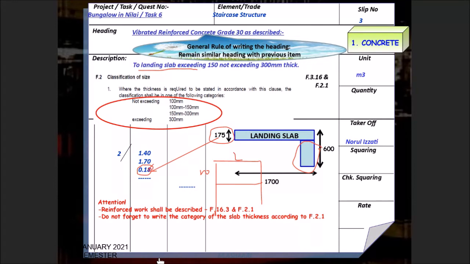The difference is because you have to refer to the classification of the size according to F.2. So 0.18 is under which category? Exceeding 150, not exceeding 300 mm thick. I would like you to be familiar with the words exceeding and not exceeding as well.